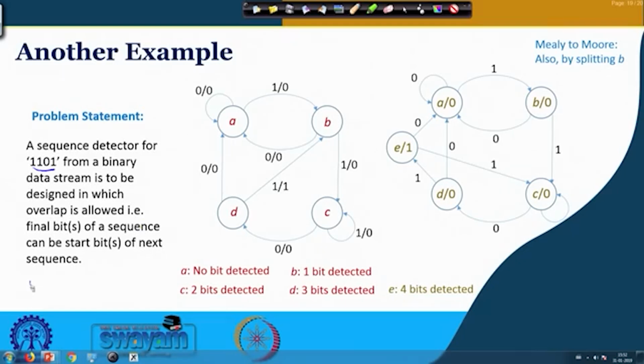Okay. So what does it mean? After 1101, okay, if it is non-overlapping, that means you need another 1101. Okay.